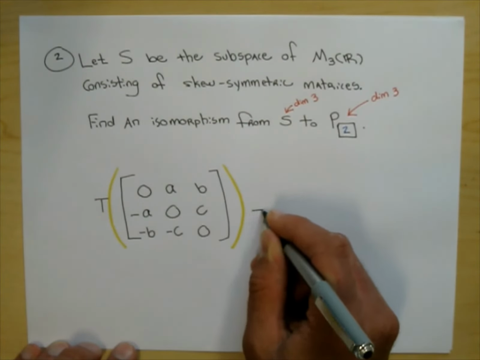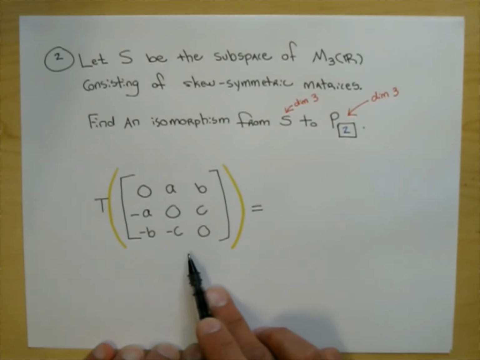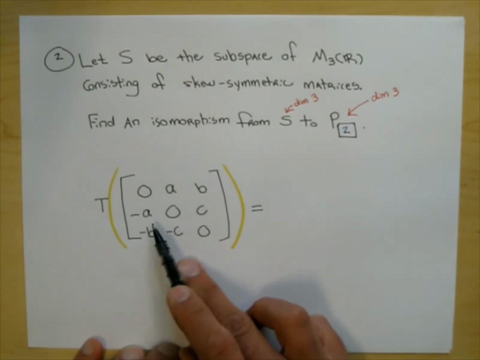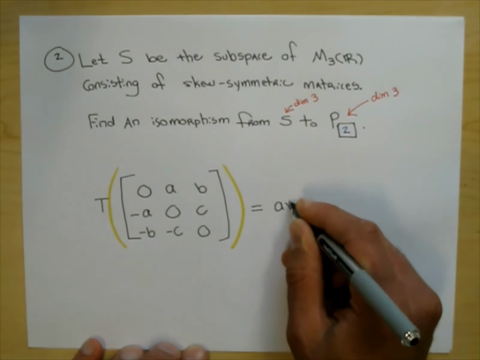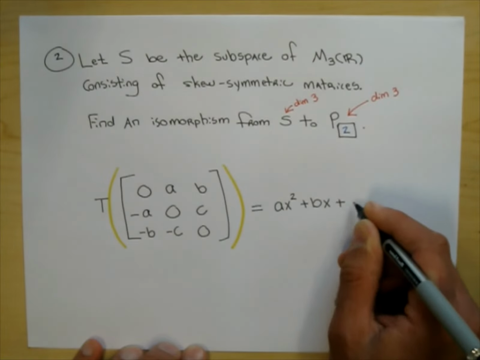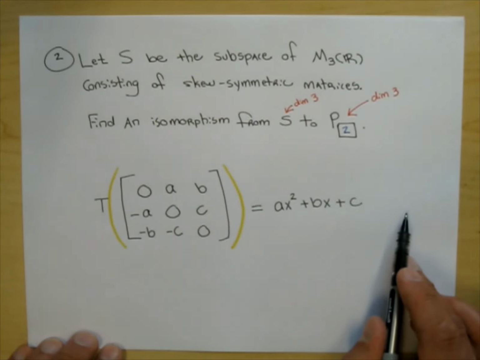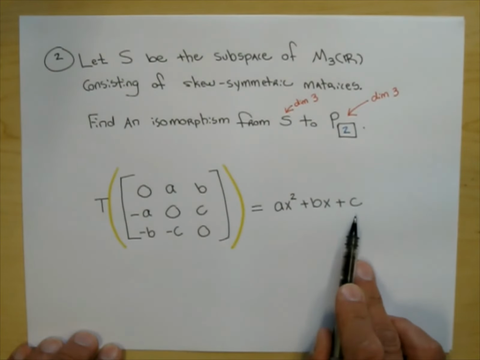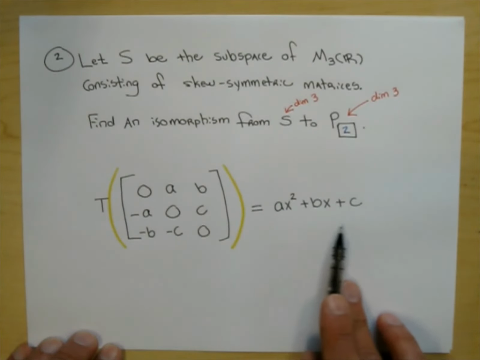It's laziness, really. Okay, so now we are going from S, which looks like this, to polynomials of degree 2 or less. So how am I going to do this? Well, I need to use A, B, and C. And so the most obvious way is to say AX squared plus BX plus C. If I set that equal to the 0 polynomial, then I would have A equals 0, B equals 0, C equals 0, which means the kernel has to be the 0 vector. So there it is.